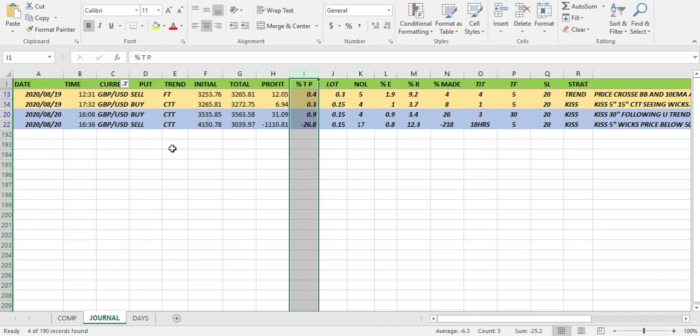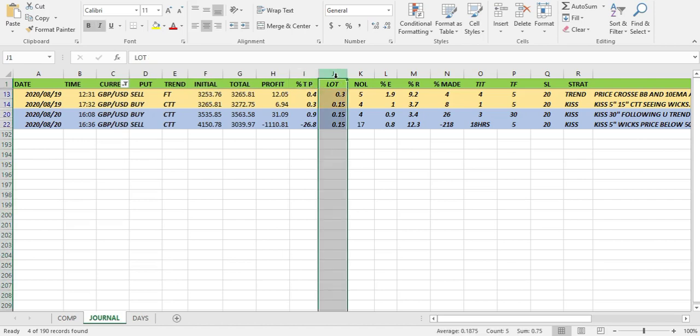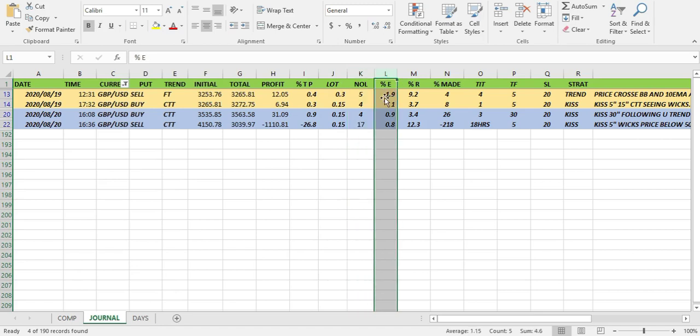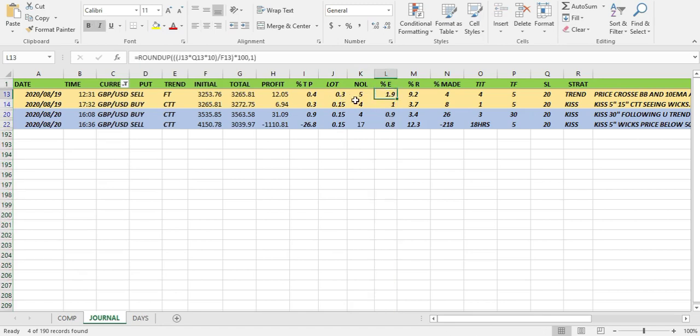If I could do a quick overrun, you need the date, the time, the currency, whether you're selling or buying, are you following the trend or counter trend trading, the initial amount, total amount, the profit made, the percentage total, which is calculated by the profit divided by the initial amount multiplied by 100, the lot size that you entered, the number of lots that you entered, the percentage entry, which is calculated by the lot divided by the stop loss.